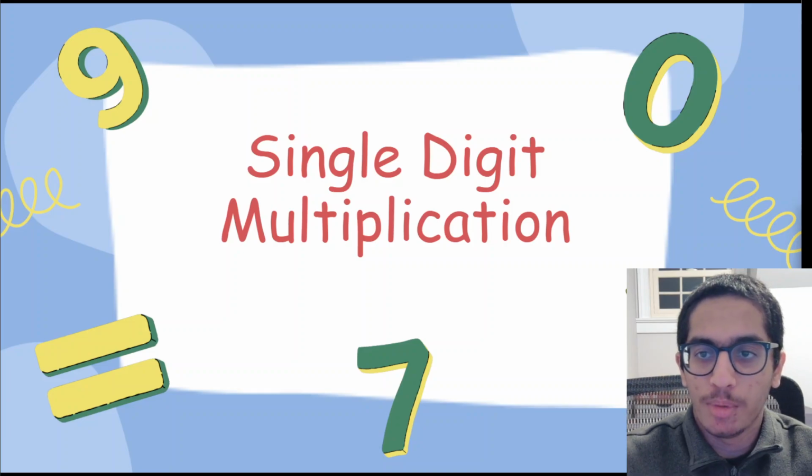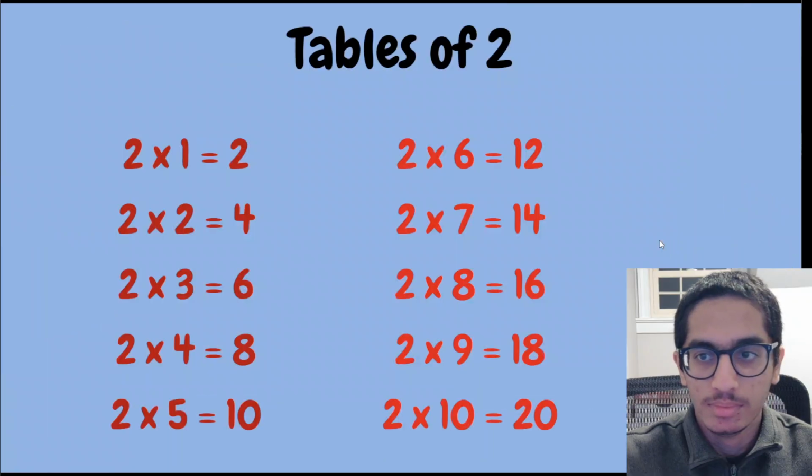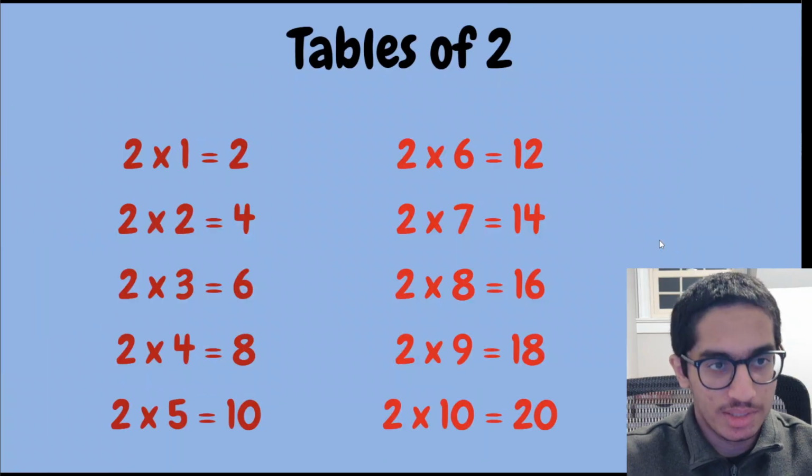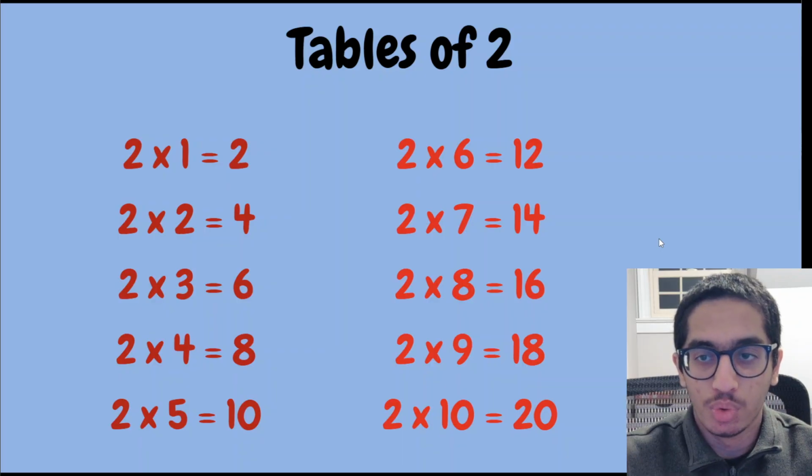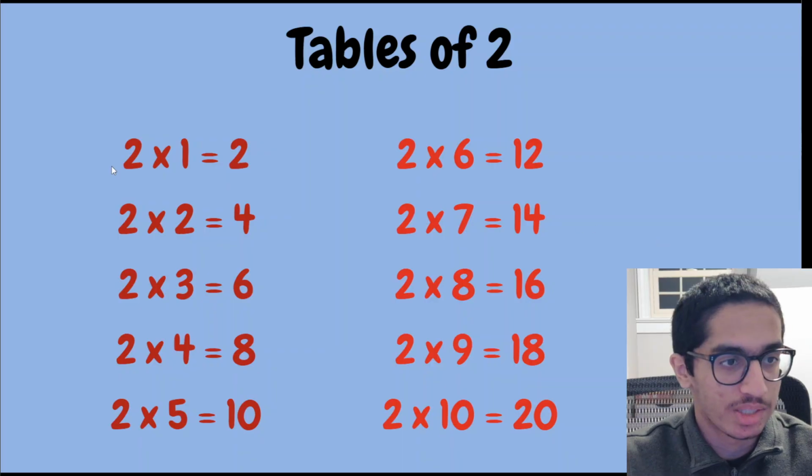Today's video is all about practice because getting good at multiplication starts with knowing your tables. So this is an example of a table. For example, if we do 2 up to 10, then we're going to do it like this.